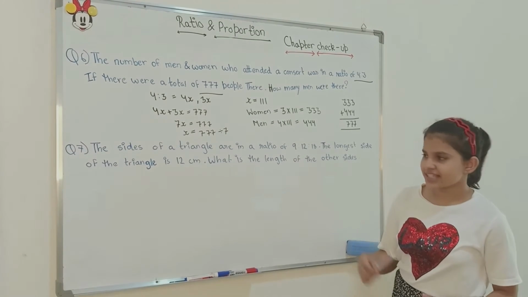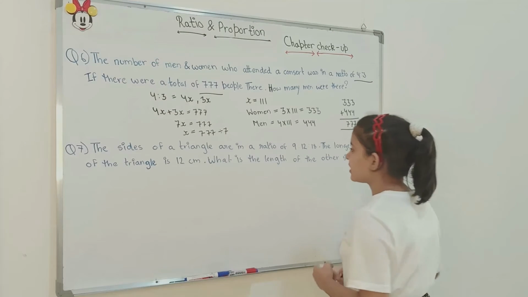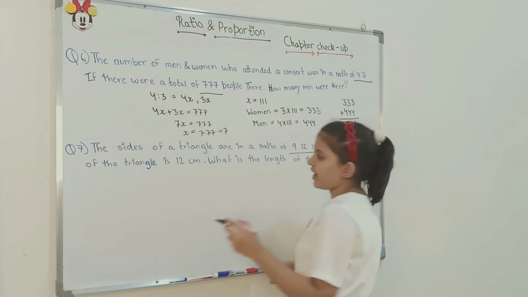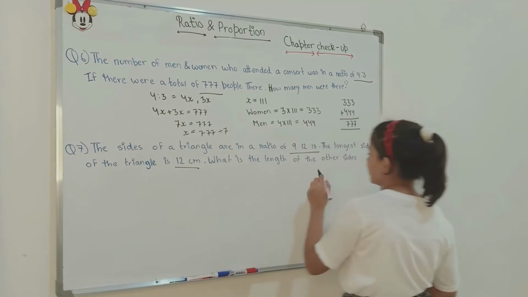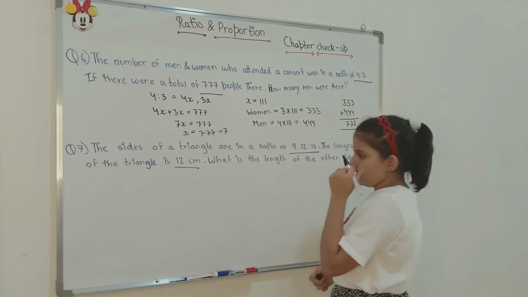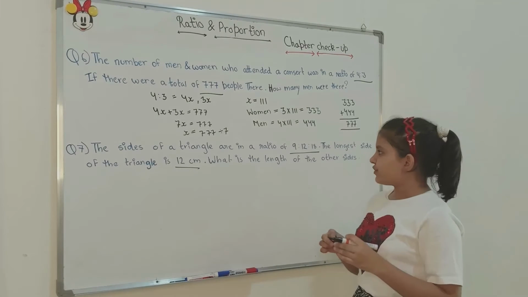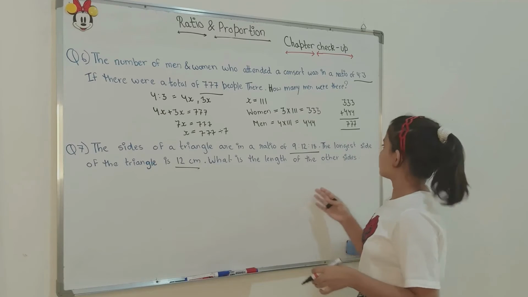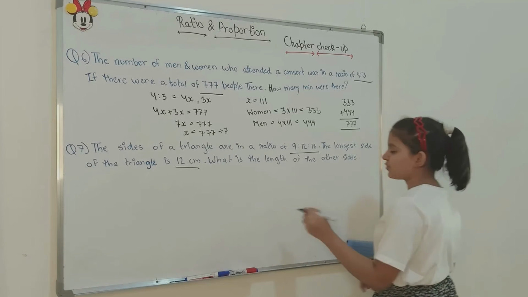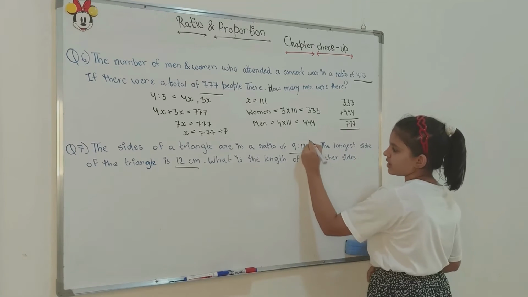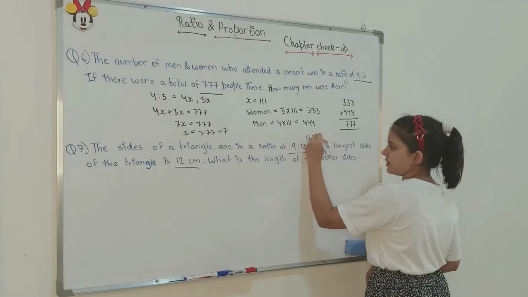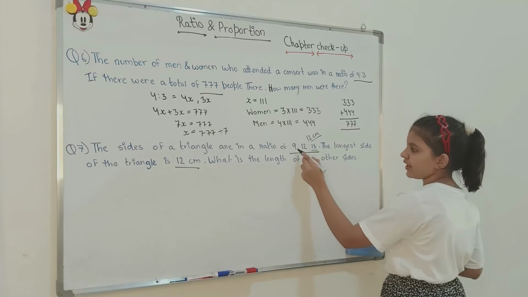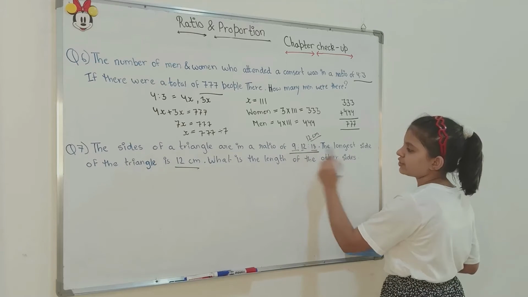Now let's start doing the seventh question. The sides of a triangle are in the ratio of 9:12:18. The longest side of the triangle is 12 centimeters. What is the length of the other sides? So here they're telling that the sides of a triangle are in the ratio of 9:12:18, and the longest side of the triangle is 12 centimeters. So here 18 is the longest side, so it's 12 centimeters. Now they're asking what is the length of the other sides. So we have to find for 9 and 12.